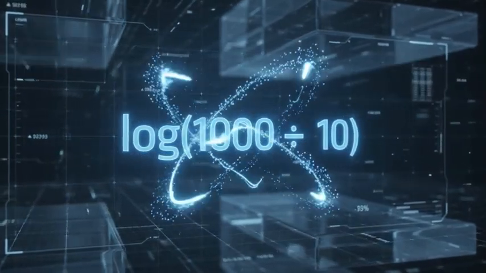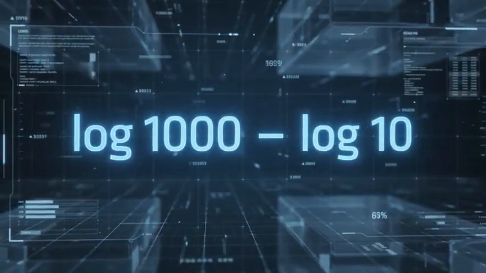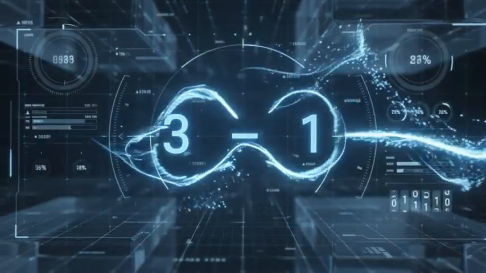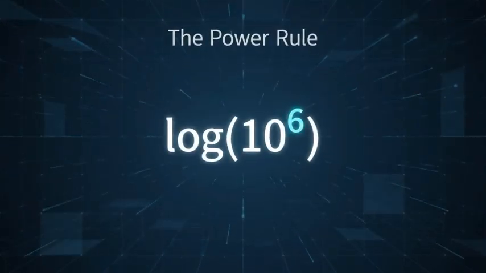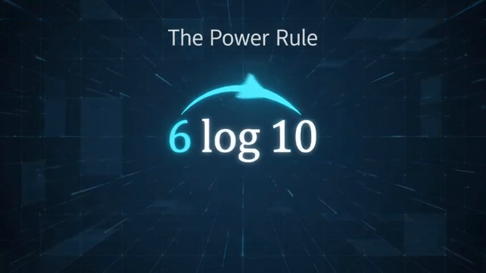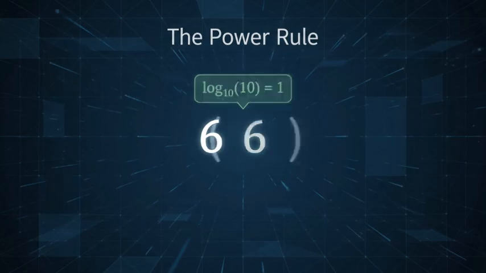The quotient rule states that the logarithm of a quotient equals the logarithm of the numerator minus the logarithm of the denominator. The power rule moves the exponent to the front of the logarithm. This makes expressions much easier to simplify.